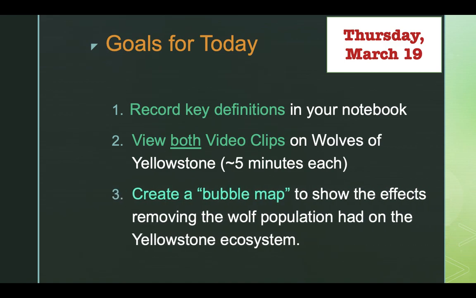Lastly, after you view the video clips, you're going to create in your science notebook kind of an informal bubble map, and I'll show you an example of that if you don't know what that is, to show the effects that removing the wolf population had on the Yellowstone ecosystem. So there's nothing to submit for today, but I do need you to have that bubble map in your notebook.